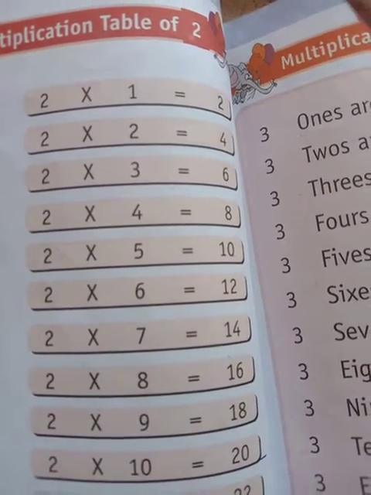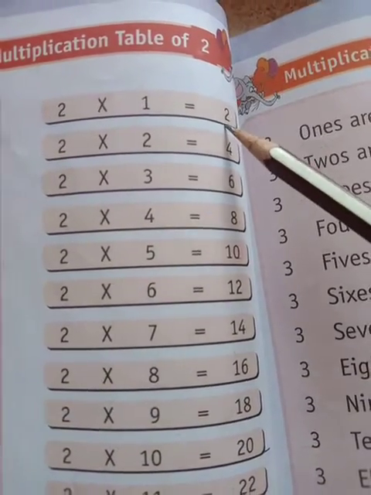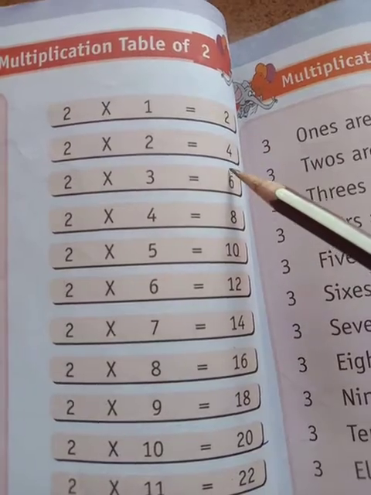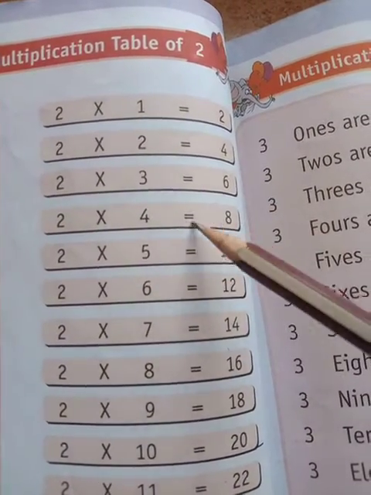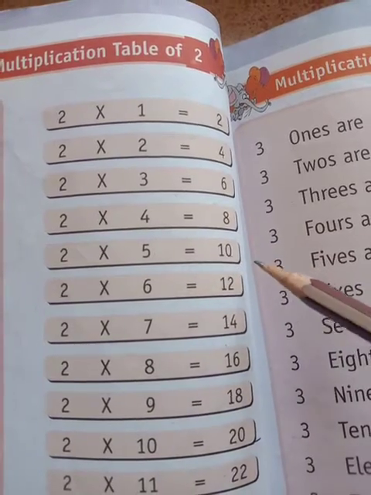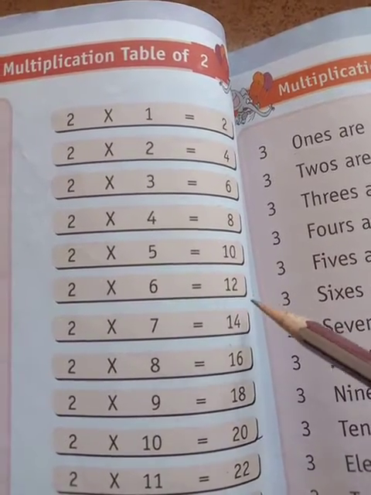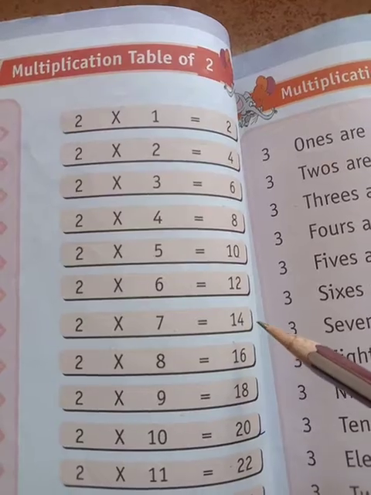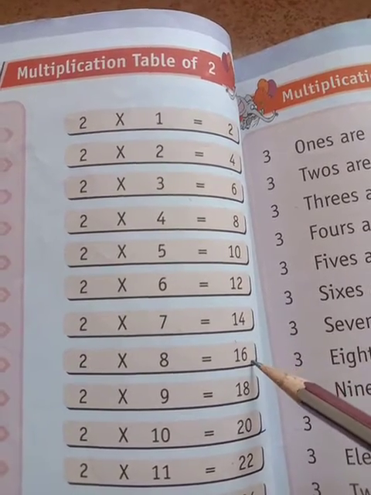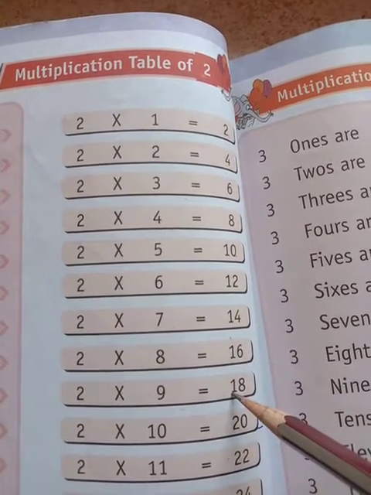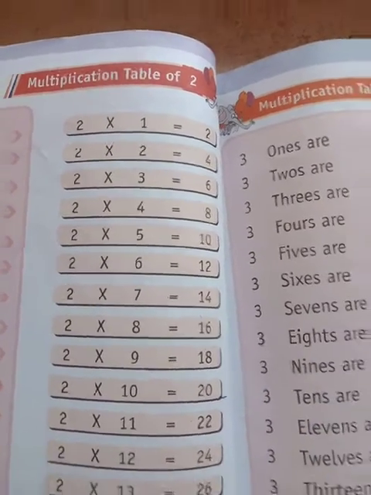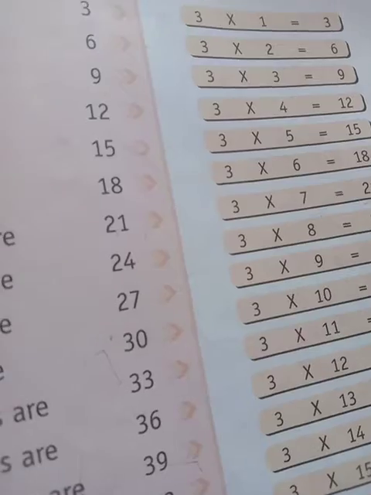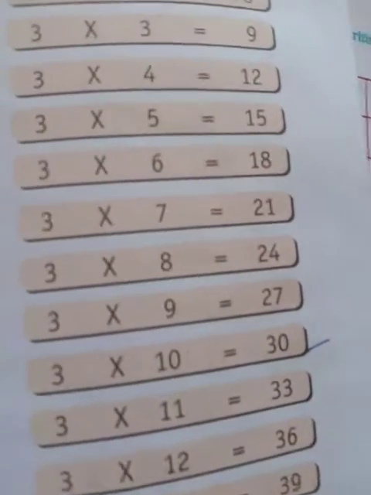Say children, two table again. 2 1s are 2, 2 2s are 4, 2 3s are 6, 2 4s are 8, 2 5s are 10, 2 6 are 12, 2 7s are 14, 2 8s are 16, 2 9s are 18, 2 10s are 20. Good. Now three table.